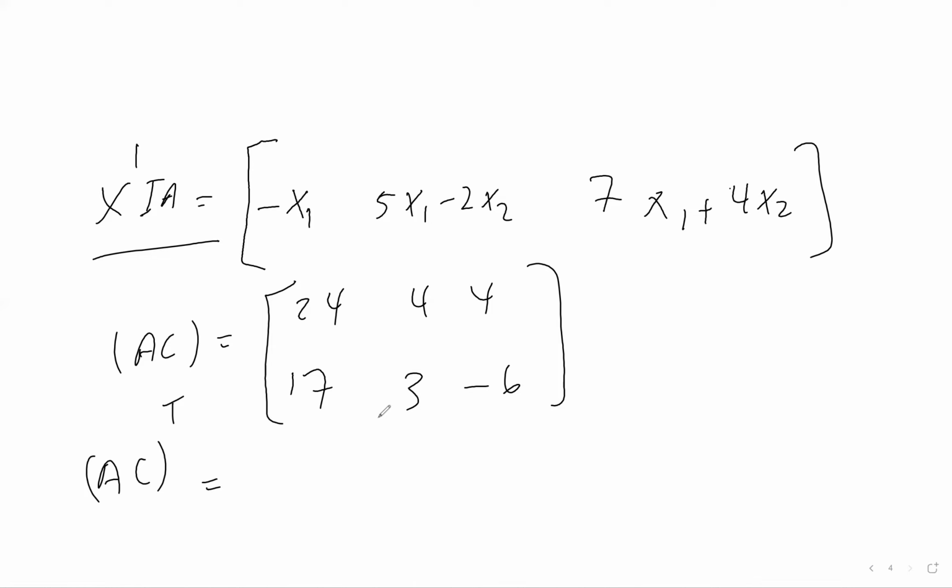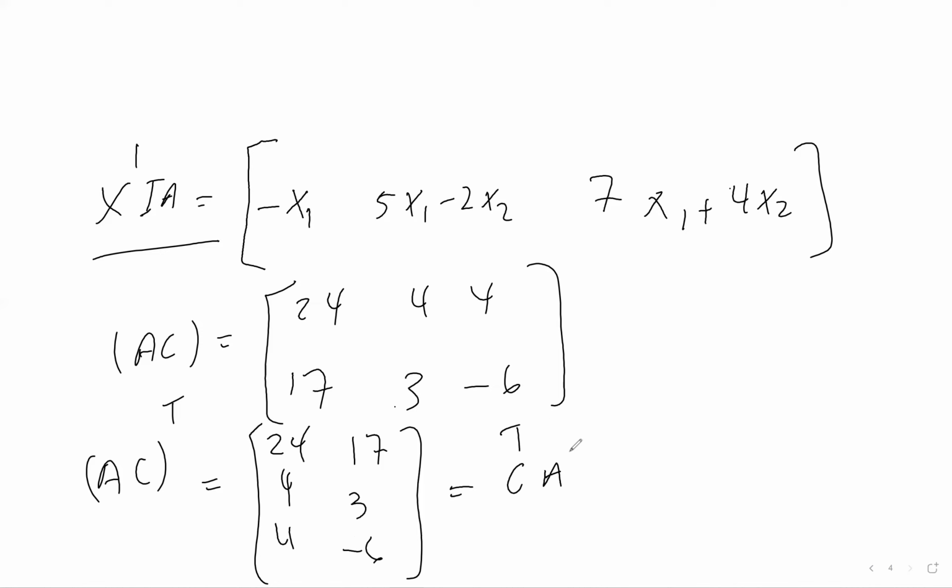And if you're asked to calculate the transpose of AC, then, as I said, the column becomes row and the row becomes column. So therefore we have 24, 4 and 4, and then we have 17, 3 and minus 6. So that's how you do it by the rules of operation. Again, this is equal to C transpose times A transpose. So that's the same thing that you can write.